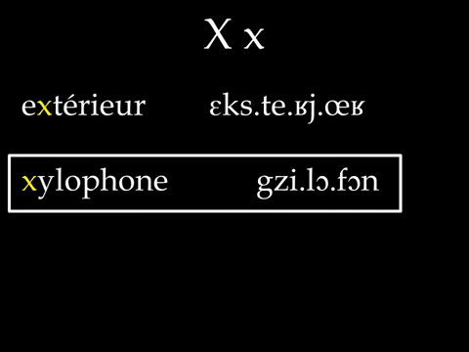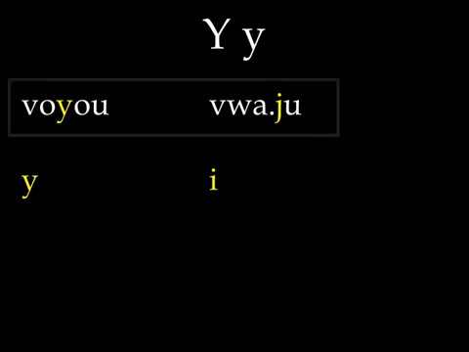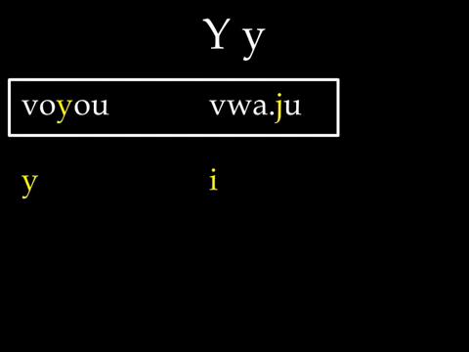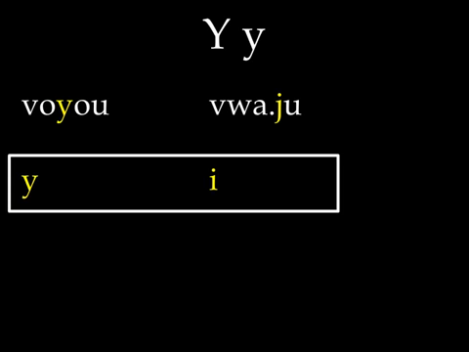X, as in English, is usually a ks sound, like in extérieur, but at the start of the word it makes a gz sound, like in xylophone. Now this isn't the same as the English xylophone. Okay, you can see the IPA tells us that we need a gz sound, like in xylophone. Y, which literally means Greek I, usually makes a y sound like in English, or in the word voyou, but it can also act as a vowel like it does in the word I.